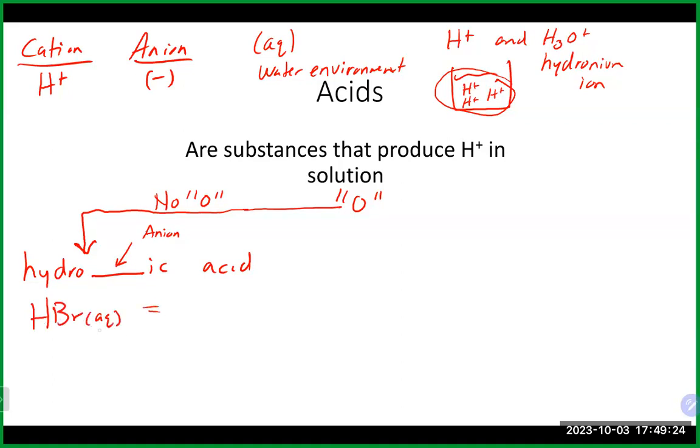So for example, if we have HBr, here we know this is an acid. We have aqueous. The cation is H+, the anion is Br-. All we have to do is follow the procedure. This is going to be hydro, this is bromide, so this is going to be hydrobromic acid. If I have HCl, this is going to be hydrochloric acid, right?